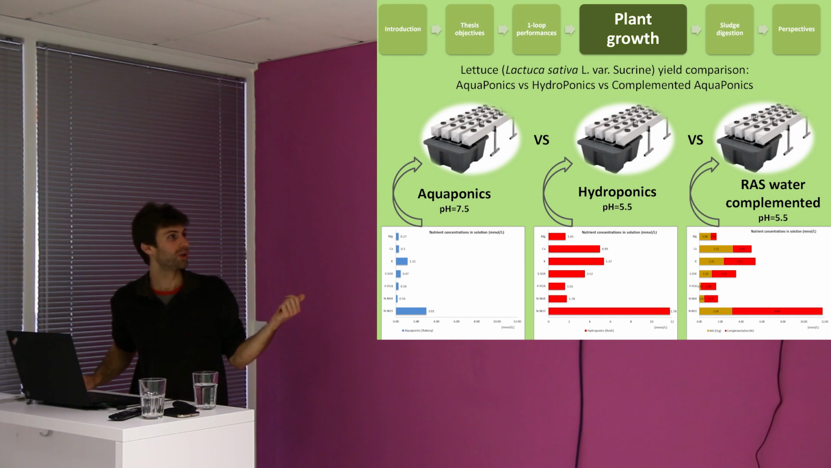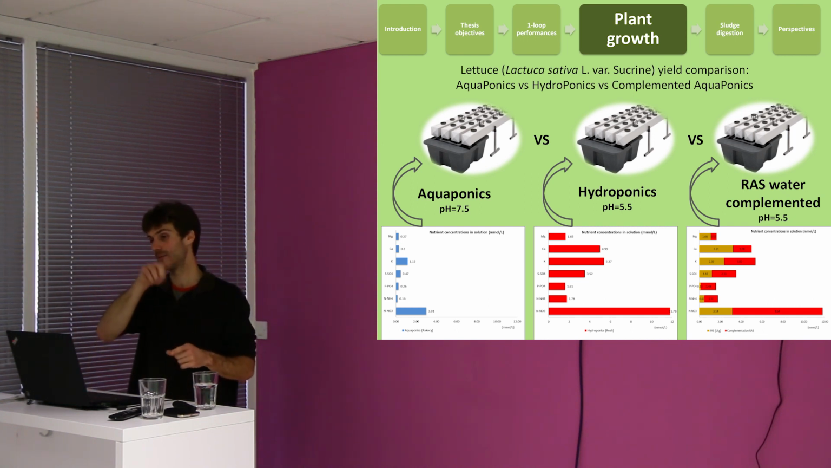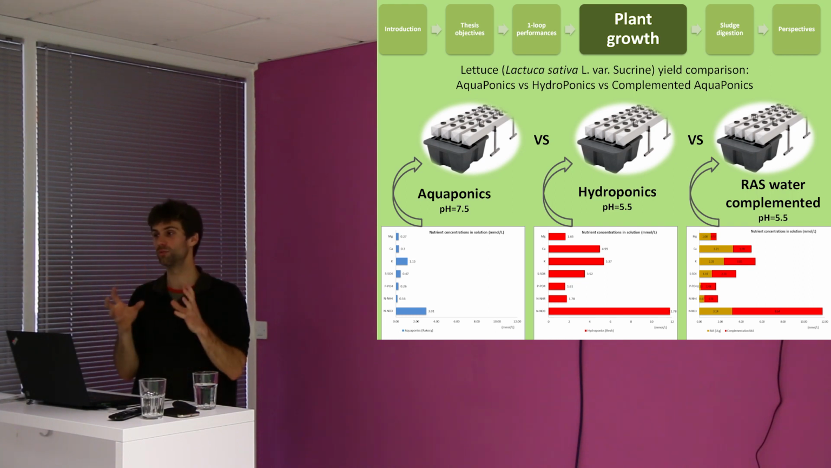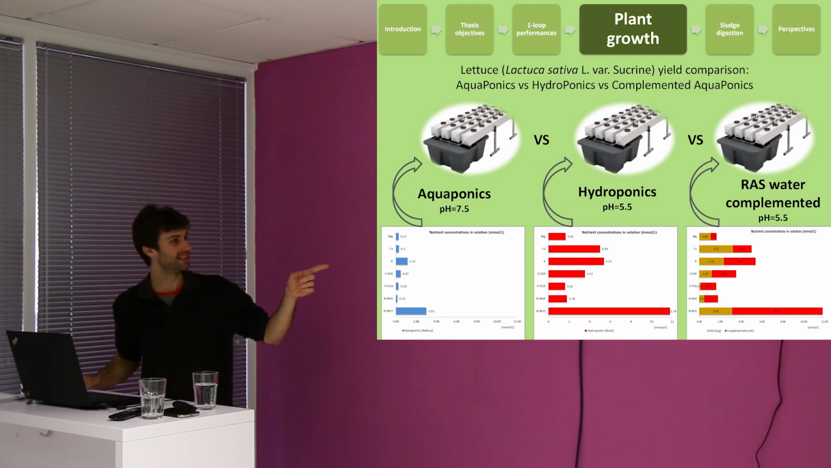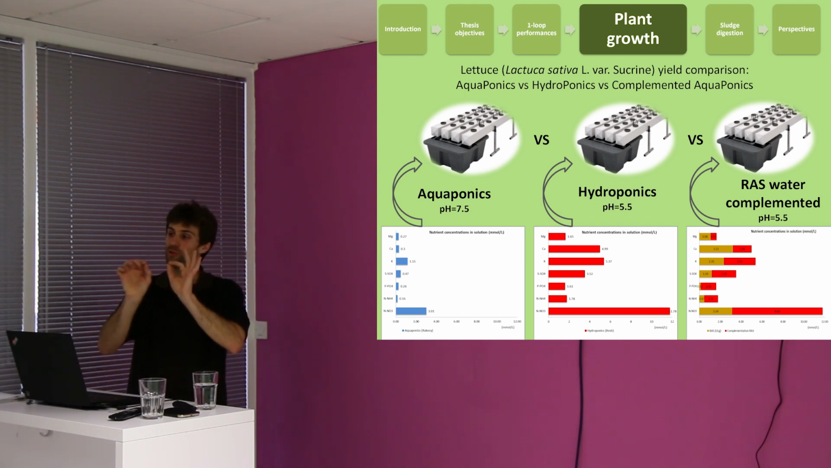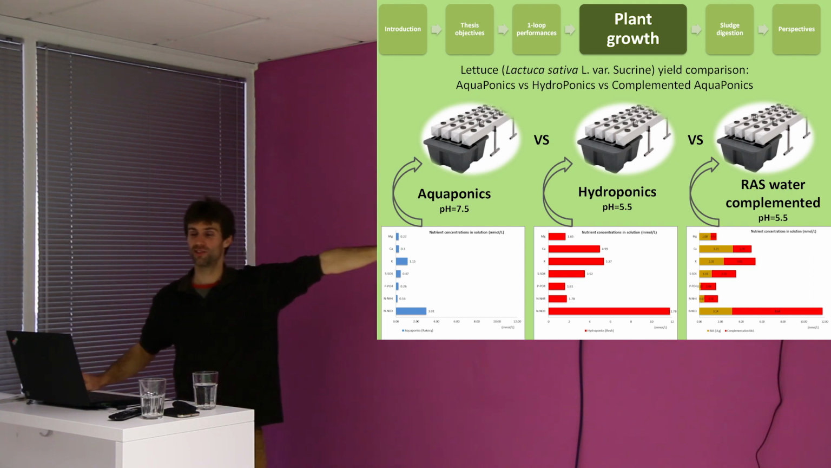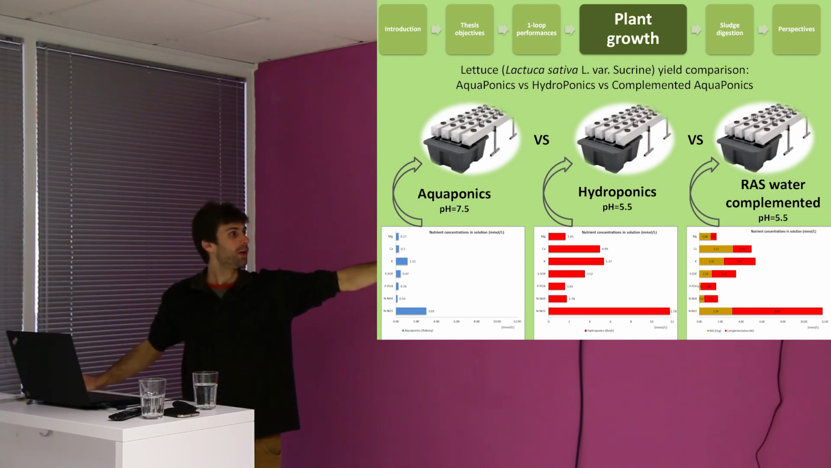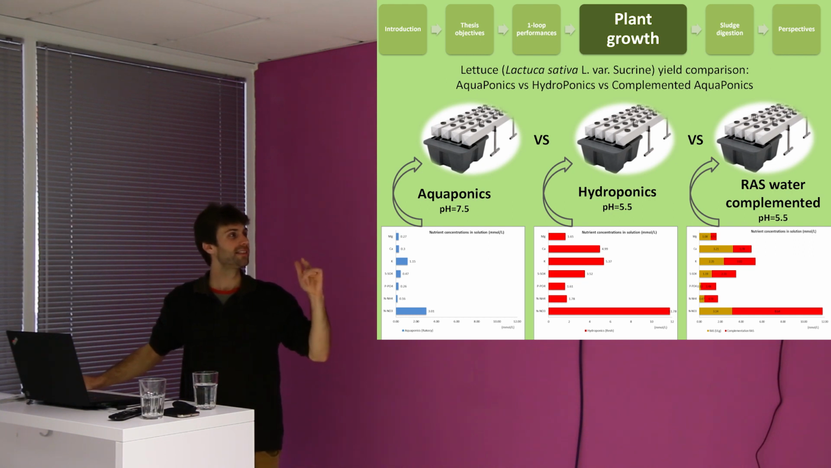What we did is we had a tilapia aquaculture recirculating system. We took this water, and we actually had to dilute it to get this value, and we added some nutrients to be exactly at the value of the literature. We made a hydroponic solution, which is easy: you take rainwater and add the nutrients. And we made what we call recirculating aquaculture complemented water.